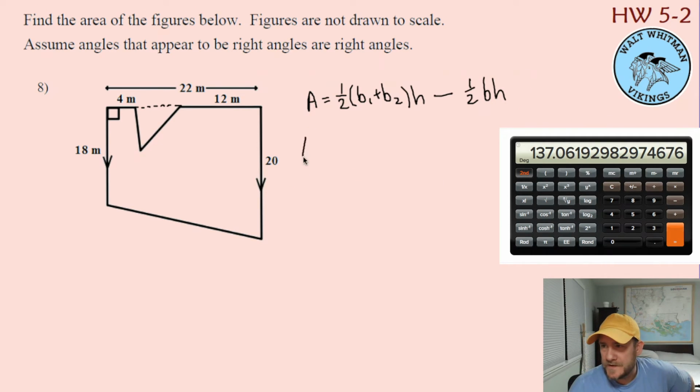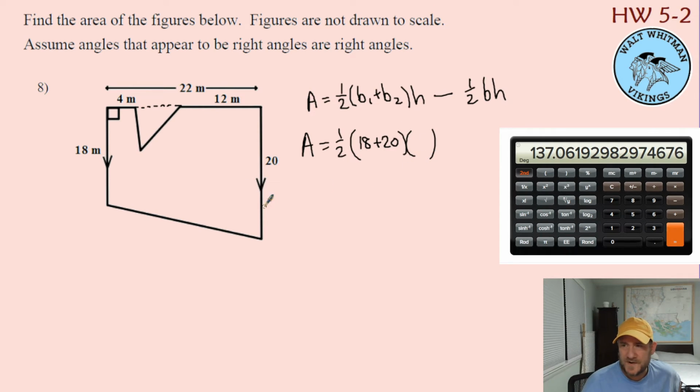All right, hopefully when it comes to dimensions, you're feeling good about this. Remember, b1 and b2 are the bases, which means they have to be the parallel sides, which means they're 18 and 20. Then the height has to tell you how far apart those two bases are. That's this 22.